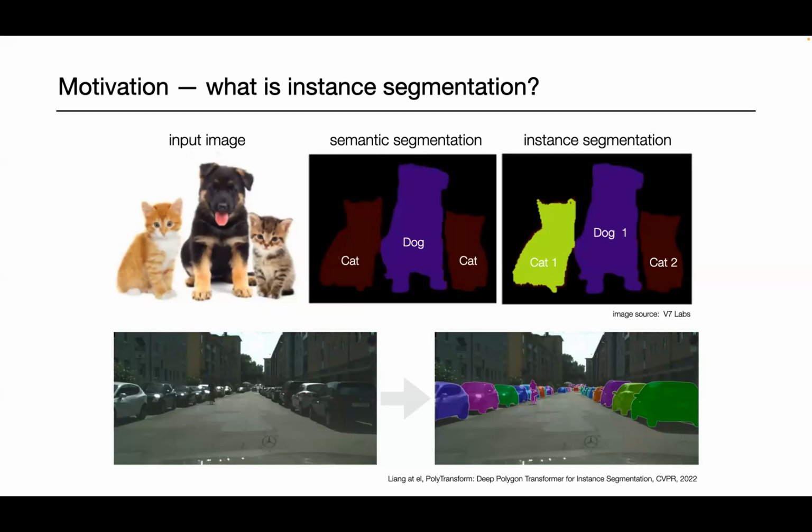So this task of instance segmentation is used for a large array of real-world cases like autonomous driving, making it one of the most practical vision perception tasks.